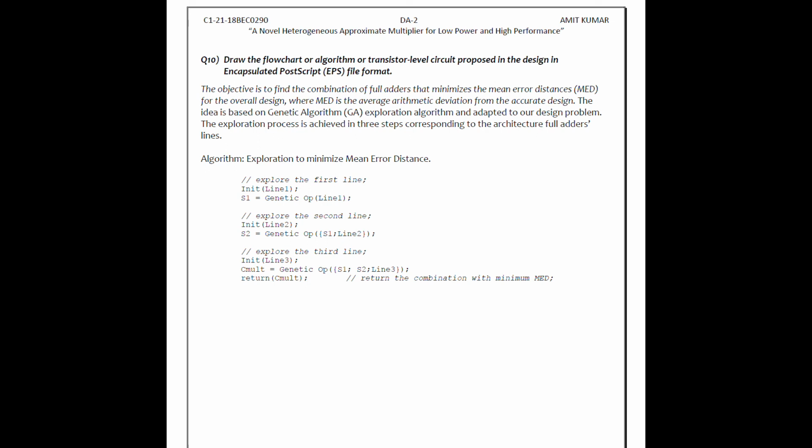The idea is based on a genetic algorithm, an exploration algorithm, adapted to our design problem. The exploration process is achieved in 3 steps corresponding to the architecture of full adder lines. And you can see the algorithm for exploration to minimize the mean error distance. This is the basic idea of our proposed paper, to minimize the mean error distance.